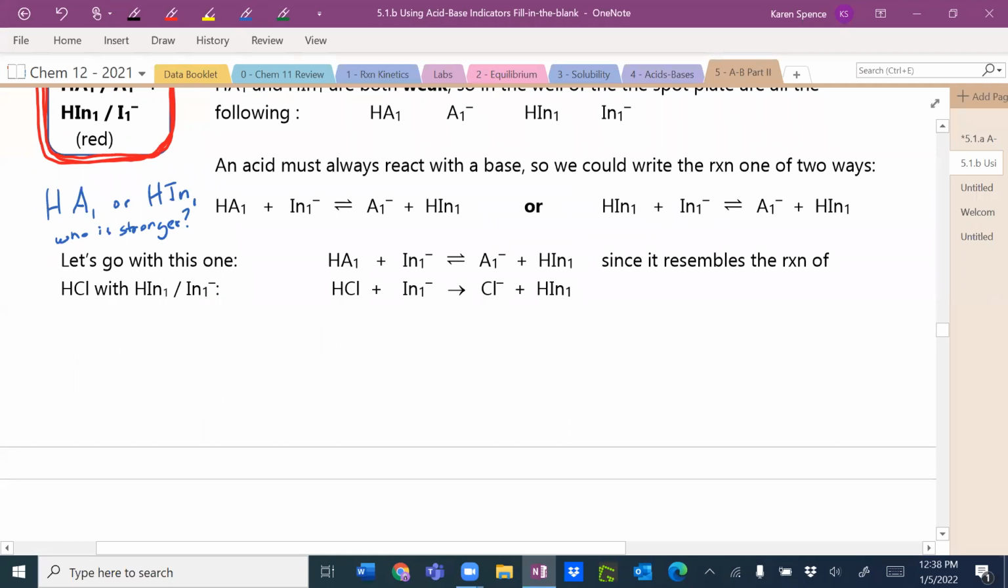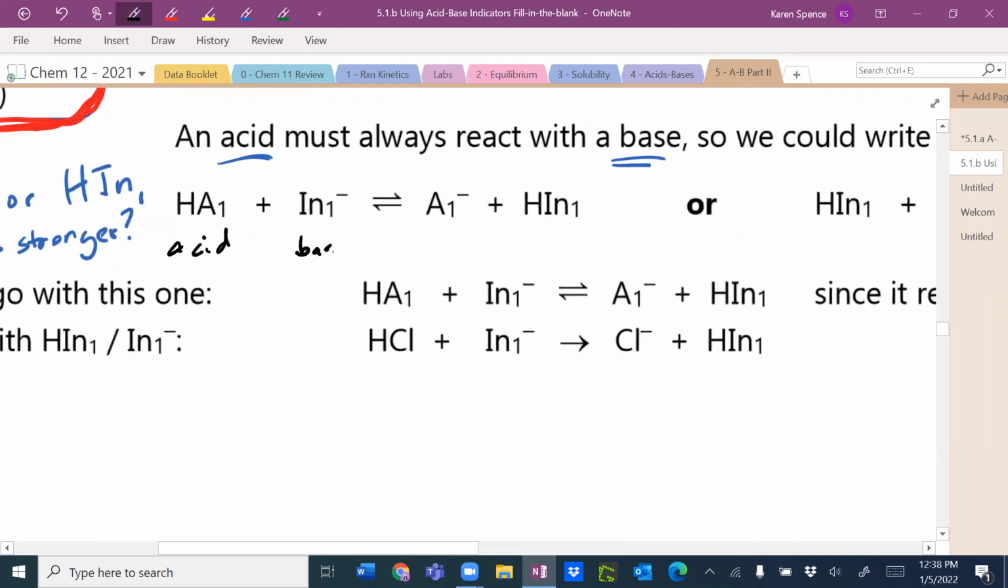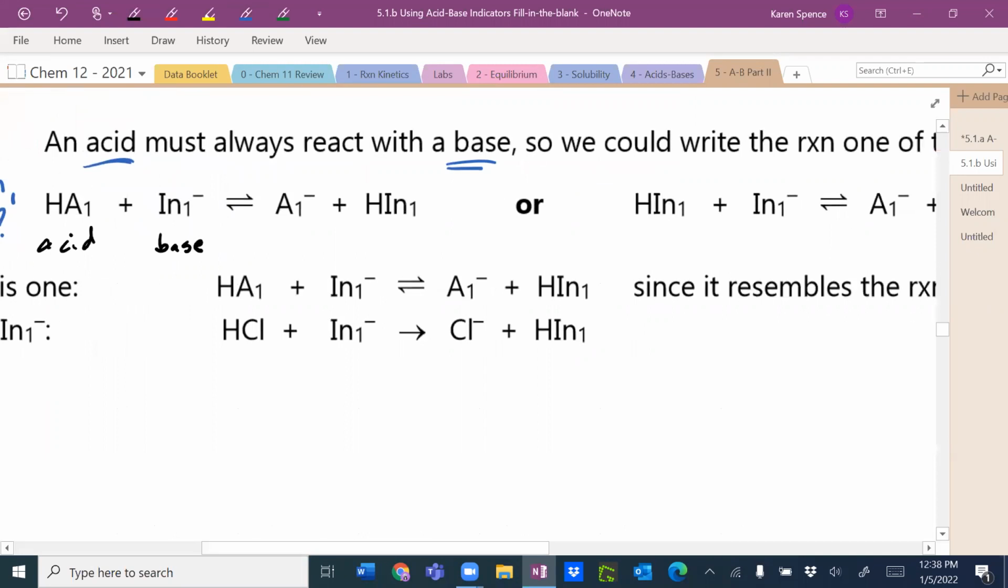So here we are. The acid is always reacting with a base. So when we have HA1, it has to be reacting with the base form of the indicator, IN minus. We could, if we wanted to, write the reaction the other way round, where we have HIN1 acting as the acid, and that should say A1 minus acting as the base.